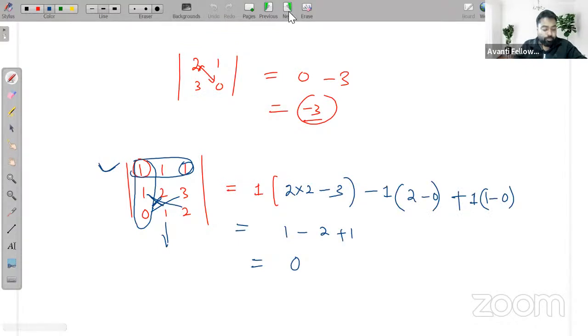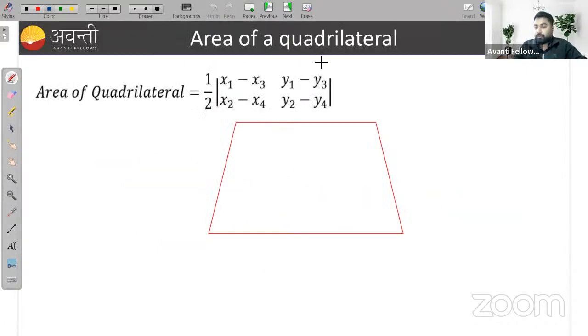So next we will move to the area of a quadrilateral. How can we find the area of a quadrilateral? If you have the coordinates of all vertices of this quadrilateral, then the formula will be 1 by 2 into the determinant of x1 minus x3, x2 minus x4, y1 minus y3, y2 minus y4. Half into the determinant of this is the area of the quadrilateral. Okay, this is the formula to find the area of the quadrilateral.